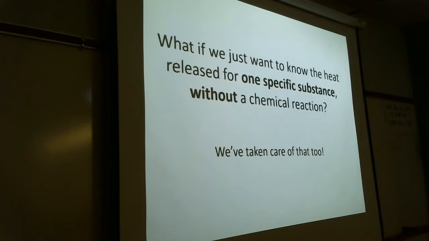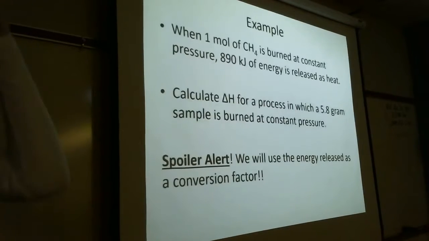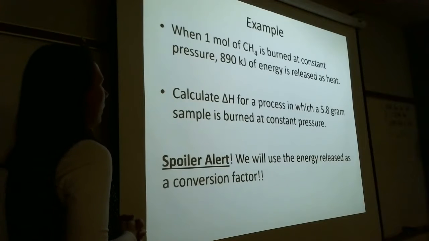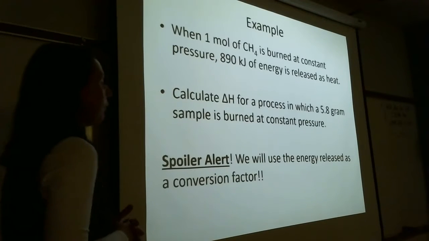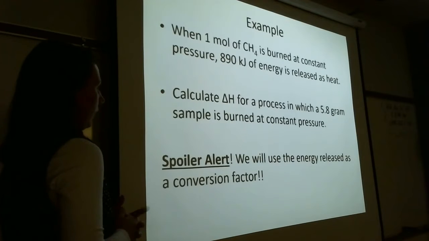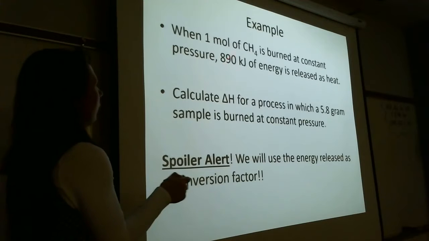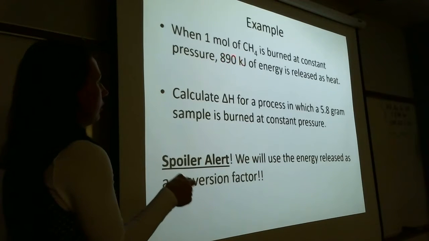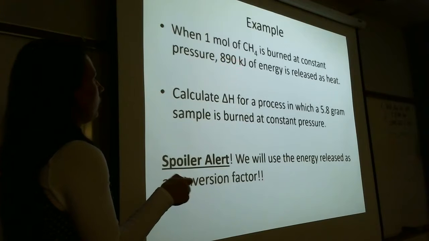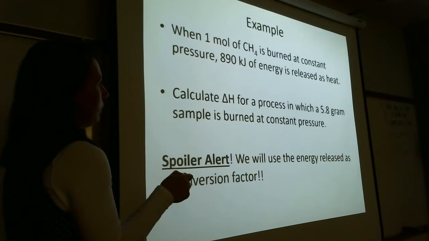Now, what if we want to know heat release for just one specific substance? We're not looking at the entire reaction, we're just looking at one particular substance. So this is the calculation you could do there. When 1 mole of methane is burned under constant pressure, 890 kilojoules of energy is released. What is delta H when a 5.8 gram sample is burned? Okay, so what we're going to do is use this piece of information right here as a conversion factor. This is how much energy is released when 1 mole is burned.